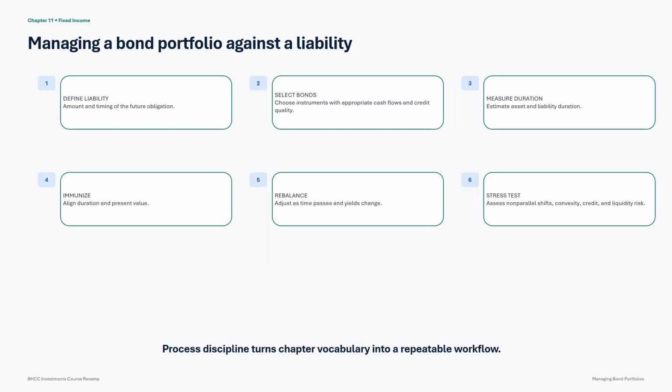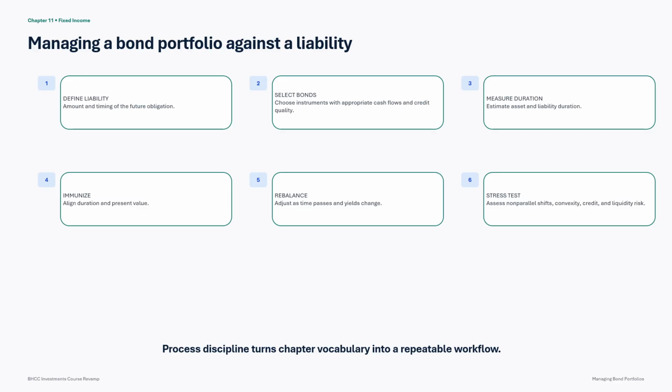A disciplined liability management process has 6 stages. Step 1 is define the liability: identify the amount, timing, currency, certainty, and legal importance of the future obligation. A single payment in 5 years is easier to match than a 30-year stream of pension benefits indexed to inflation. The liability should be valued using an appropriate discount curve, not a convenient round number selected because it behaves in Excel. Step 2 is select bonds.